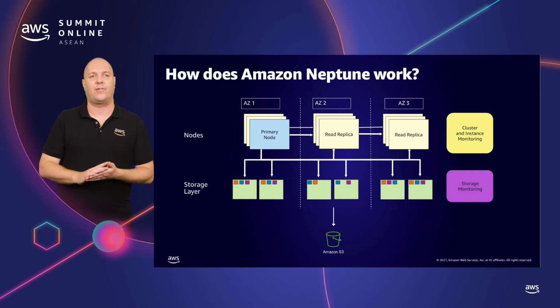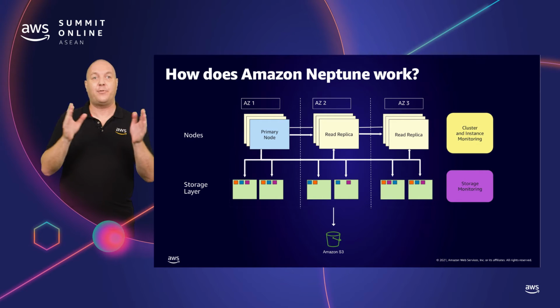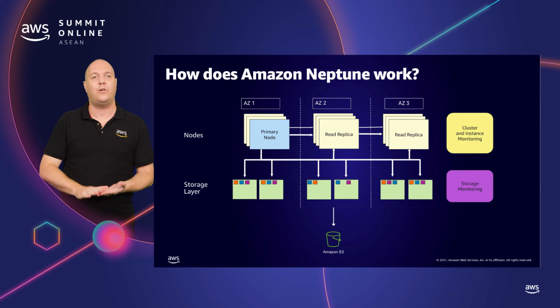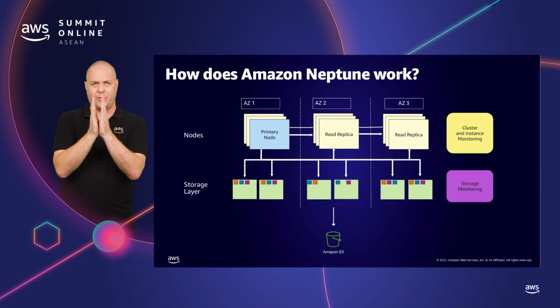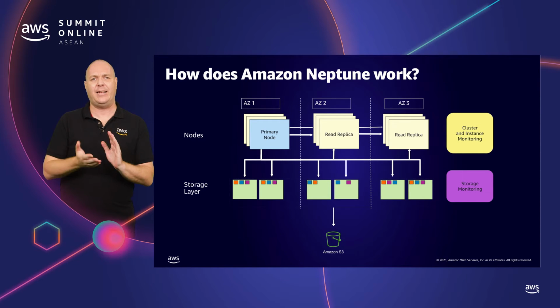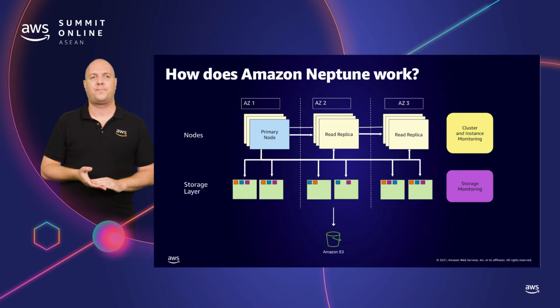Speaking of read replicas, one instance has the role of primary node, and you can then add up to 15 instances that are in the role of read replica. And when you have at least one read replica, you can fail over from the primary node to the read replica in a short amount of time. This is typically done within 30 seconds.